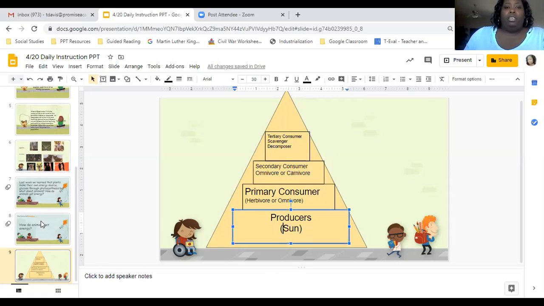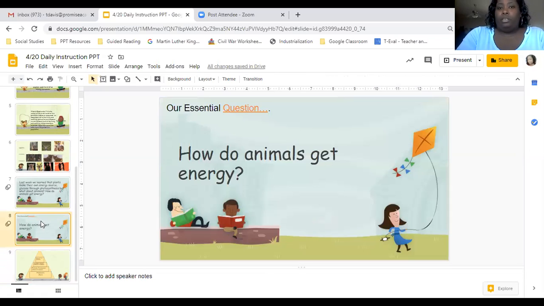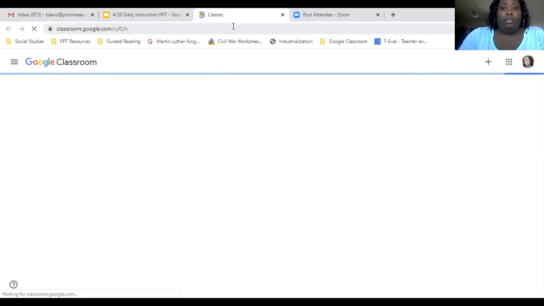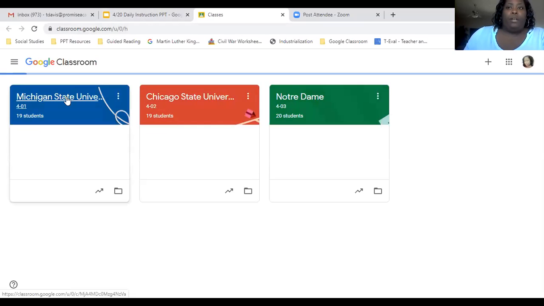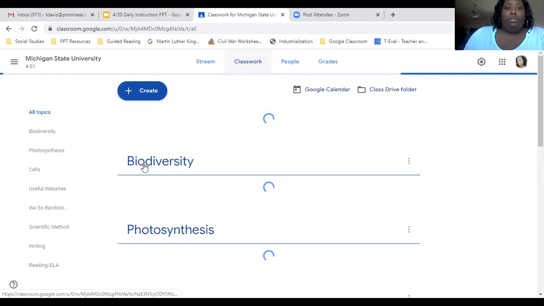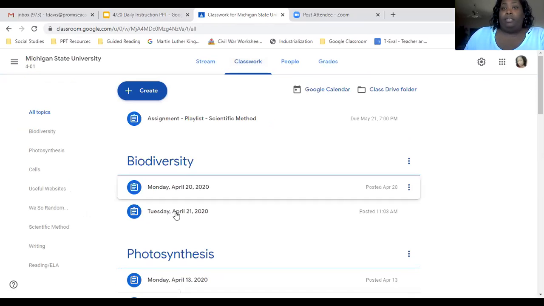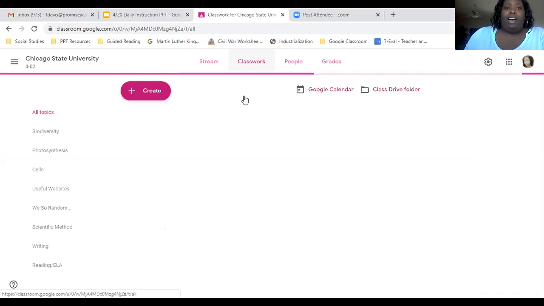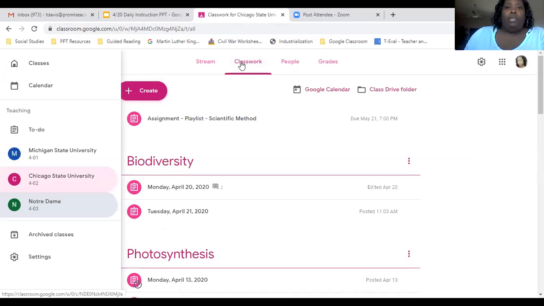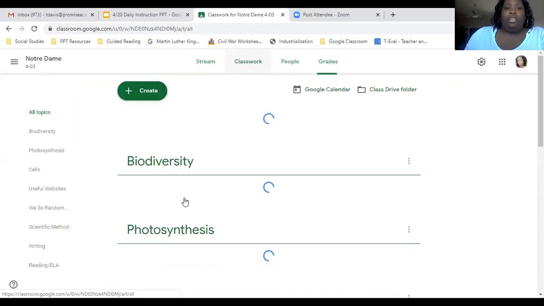So again, this is our essential question: how do animals get energy? And we're going to continue investigating how animals get energy in Google Classroom. So once you get into Google Classroom, we'll go into Michigan State first. And you'll look under the classwork tab. From the classwork tab, you will look for our topic, biodiversity, and you will look for today's date. All right, same thing in Chicago State. Go to classwork tab, look for our topic, biodiversity, look for today's date. Same thing in ND, go to Notre Dame, classwork tab, biodiversity, and today's date.